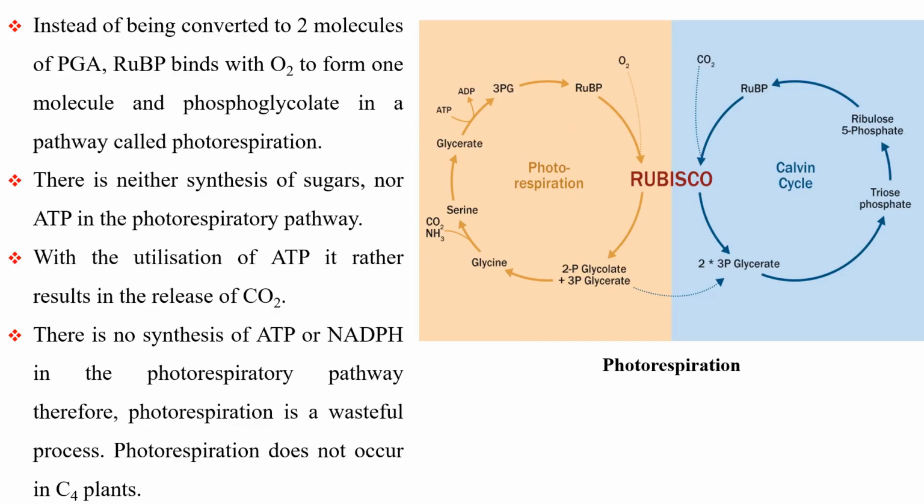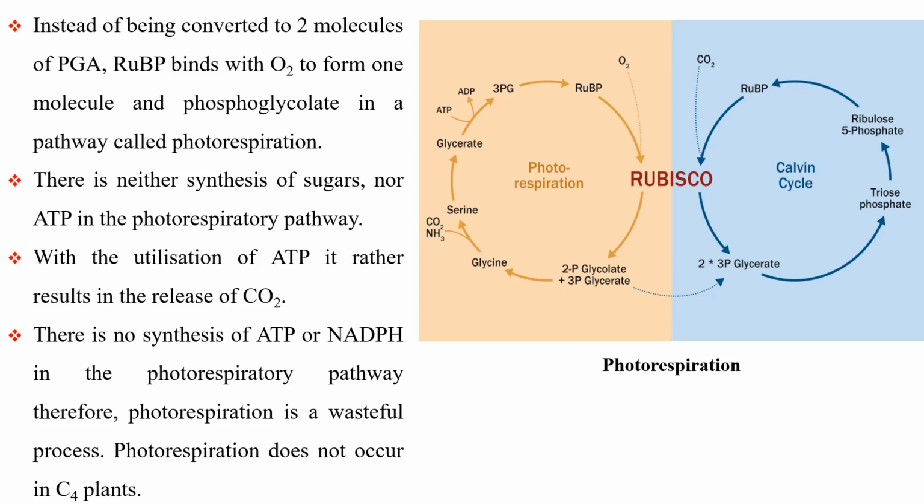Instead of being converted to two molecules of PGA, RuBP binds with oxygen to form one molecule of PGA and phosphoglycolate in a pathway called photorespiration. There is neither synthesis of sugars nor ATP in the photorespiratory pathway. With the utilization of ATP, it rather results in the release of carbon dioxide. There is no synthesis of ATP or NADPH in the photorespiratory pathway. Therefore, photorespiration is a wasteful process.